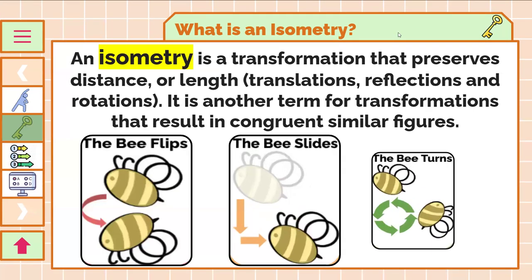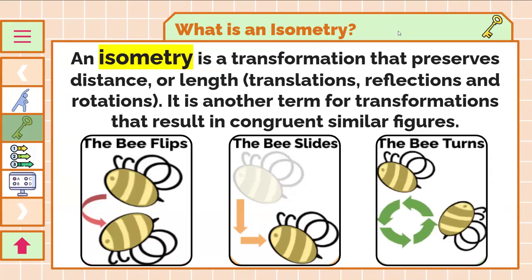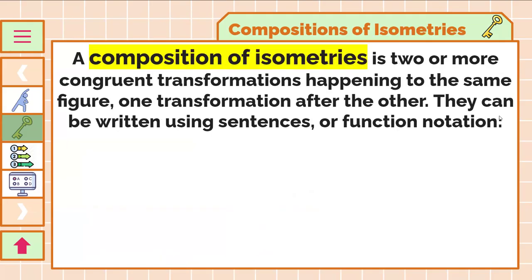So our flipping, sliding, or turning, as we know, make congruent figures. And isometry or isometries is just another word for those transformations. Now that we know what an isometry is, it's just another word for our congruent transformations. What's a composition of isometries?